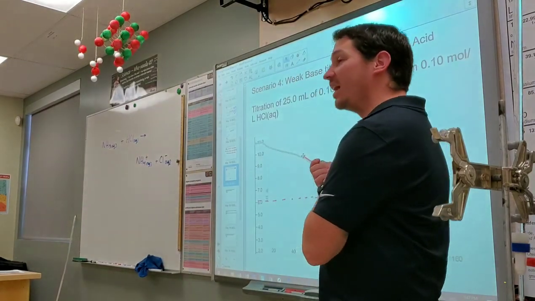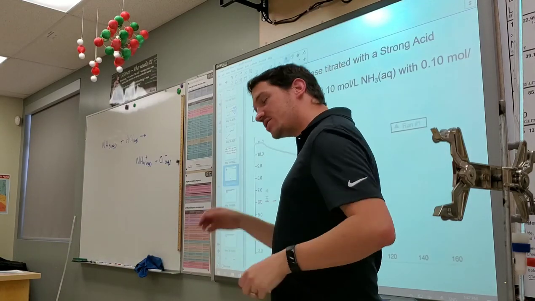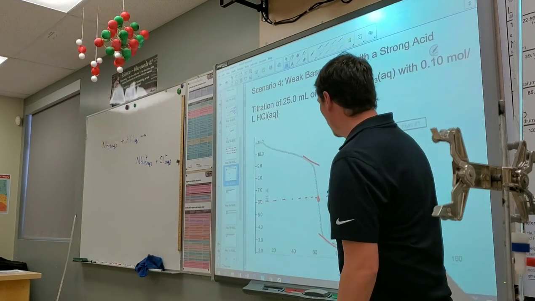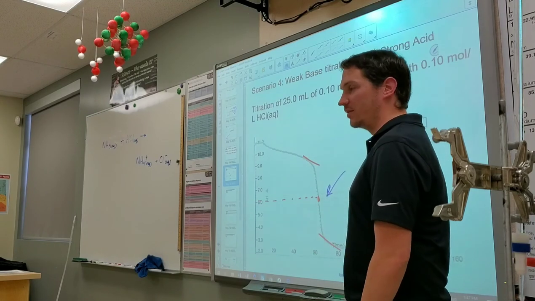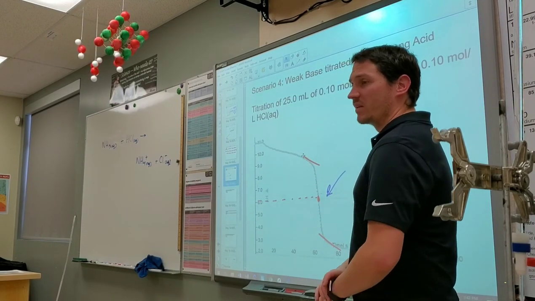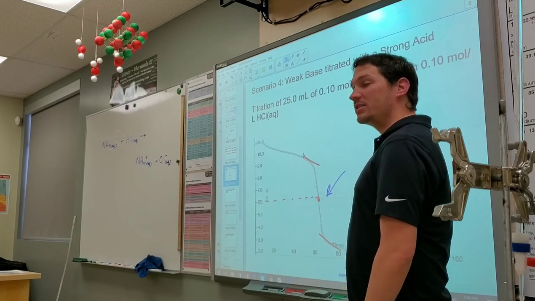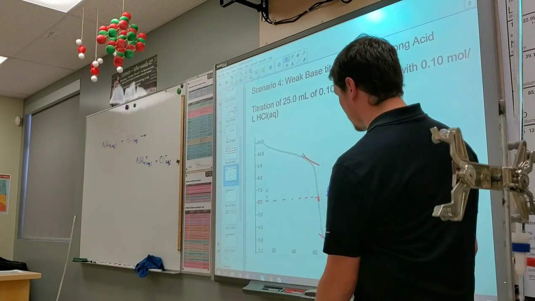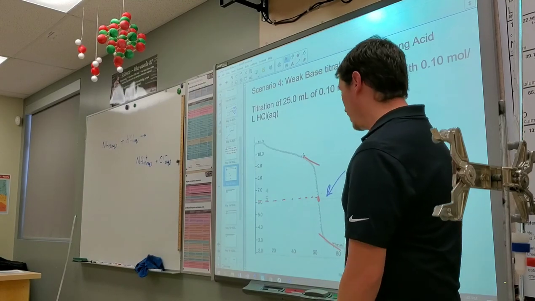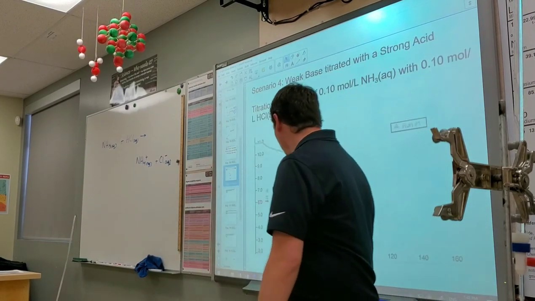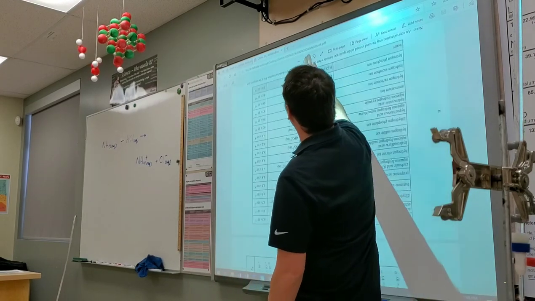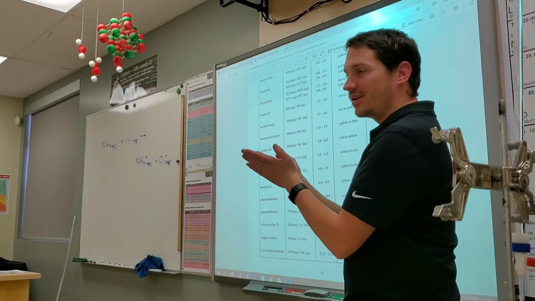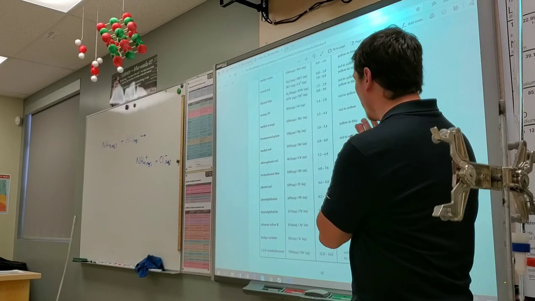Kind of. Okay. Now I want you to totally switch gears. What would be an appropriate indicator? What indicator would you want to choose for this equivalence point? Would you like it to be bromothymol blue? Or what else? What's the equivalence point here? 6-ish, right? Let's take a look at our indicators. Which indicators change color and have 6 kind of in the middle of the change in color?